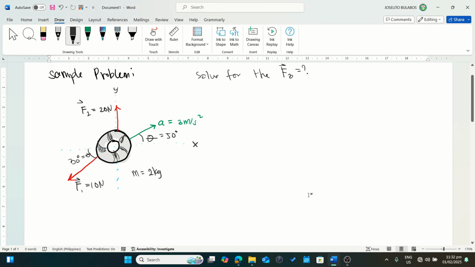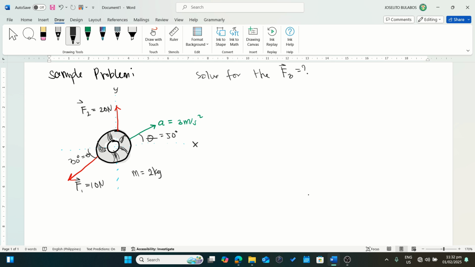Okay, so we have here a sample problem. The goal here is to solve for F3. So let us first analyze the problem. We have here an object with a mass of 2 kilograms, and we have three different forces. The first force is F1, 10 Newton at 30 degrees from the x-axis. Our F2, force 2, is 20 Newton along the y-axis.